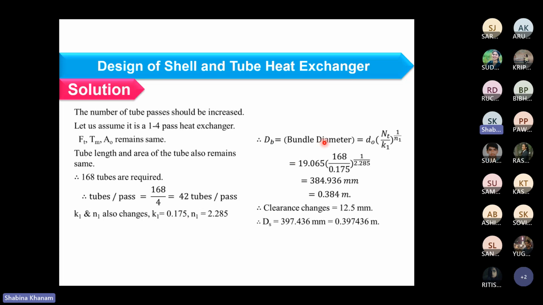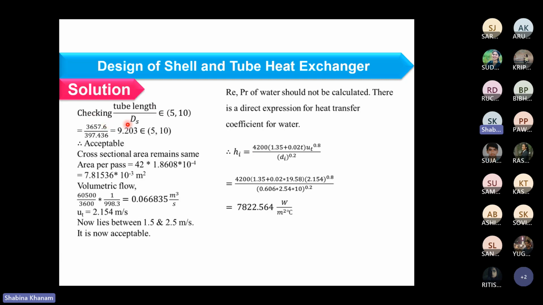So dB should be the bundle diameter, and that you can find as 0.384, considering the revised number of tubes, that is 166. Clearance you can obtain further, then the shell dia would be this. And once I have the shell dia, again you need to check the L by D ratio. The L by D ratio should be coming as 9.2. So still 12 feet will be acceptable. If it is not, you need to iterate again.